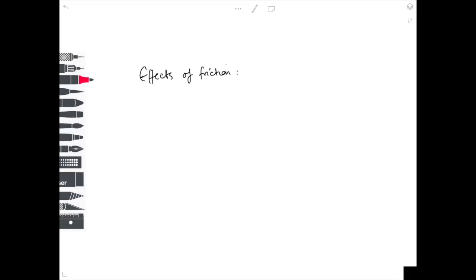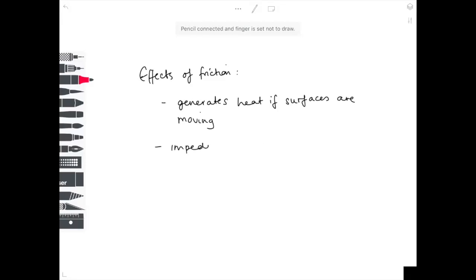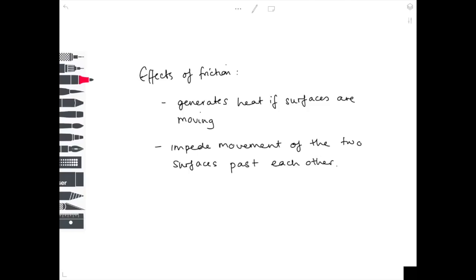What effects does friction have? Well, first of all, you've probably felt it if you've rubbed your hands together. That creates a large force of friction and it generates heat. And then the next more obvious effect of friction is that it will impede or restrict movement of the two surfaces past each other. So, for example, a toy car sliding down something like sandpaper, because there's an awful lot of friction between the sandpaper and the toy car wheels, you'll see lots of friction and it will indeed impede the movement of that toy car.